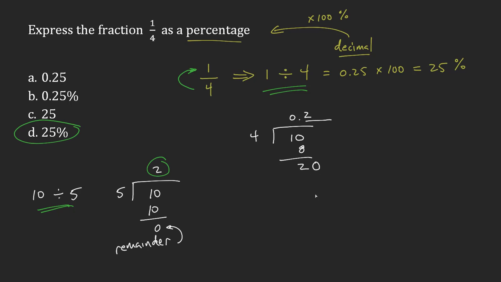4 does go into 20, and it goes in 5 times. What is 5 times 4? It's 20. This gives me a remainder of 0. That means I'm done, and so my answer is going to be 0.25. And then if I want a percentage, like they've asked me for, I multiply this by 100, and this gives me 25%. And so, of course, the answer is D.